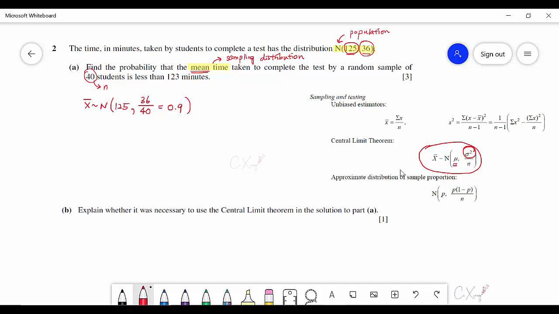Alright, so when you take 36 divided by 40, you should get the variance for sample mean, which is 0.9. Alright, so which means that later you want to calculate the probability for the sample mean in normal distribution, right? Okay, you need to apply the mean here and also the variance here for the standardization. Okay, so now we want to calculate the probability. So probability, the mean time, so mean time is actually the sample mean, is less than 123.